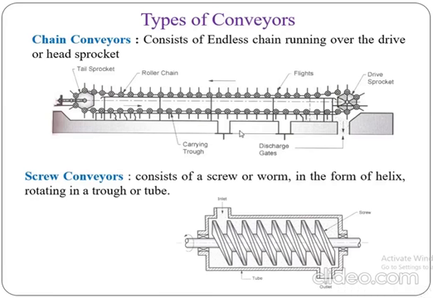Then another type of conveyor is the screw conveyor. It consists of a screw or a worm in the form of a helix rotating in a trough or a tube. So it is a screw conveyor.